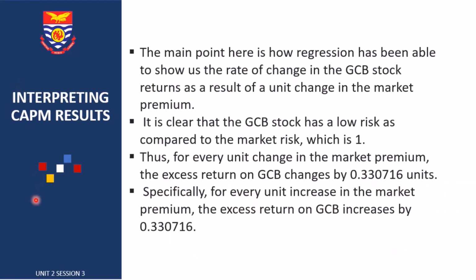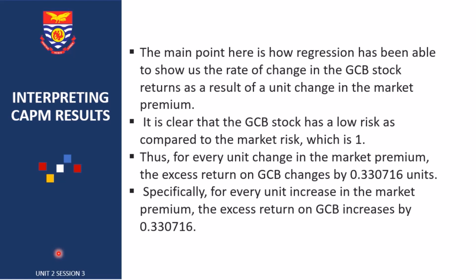Yeah, the beta coefficient is simply telling us how changes in the Ghana Stock Exchange and also the Treasury bills could affect the returns of the Ghana Commercial Bank. So here we are saying that the main point is how regression has been able to show us the rate of change in the Ghana Commercial Bank stocks as a result of the unit change in the market premium.